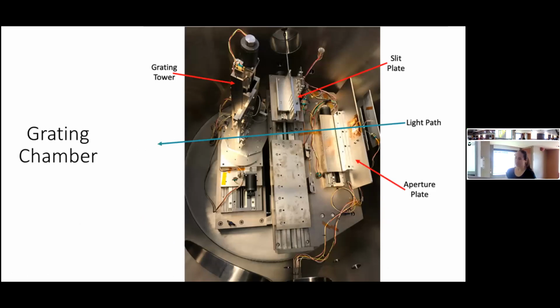So this is what it looks like inside the grating chamber. The light is coming from here. We have this aperture plate and slit plate that allow us to down sample this big beam of light that's coming in. This is the grating tower. I showed that picture of the grating sitting on a little handle before. That just slides into some nice little spots here, and we're able to go up and down and rotate while the thing's under vacuum.